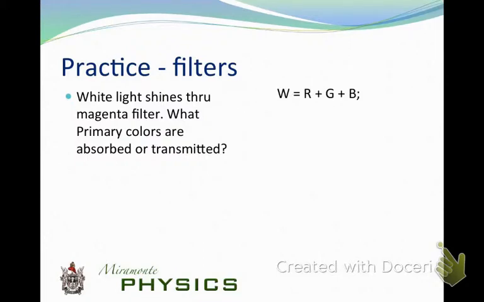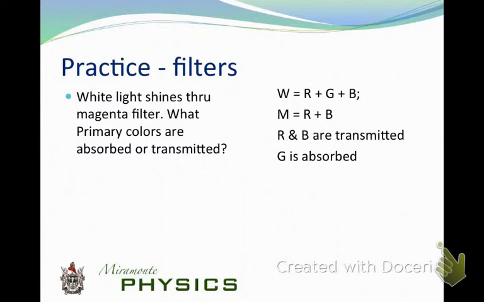Okay, practice with filters. Okay, so here we go. White light shines through a magenta filter. What primary colors are absorbed or transmitted? Okay? Tell me what it is. What gets transmitted? Magenta filter. Red and blue. What gets absorbed? Green. Okay, red and blue transmitted, green absorbed.